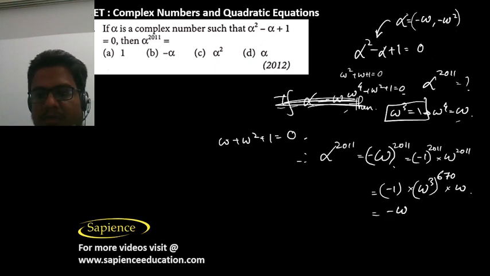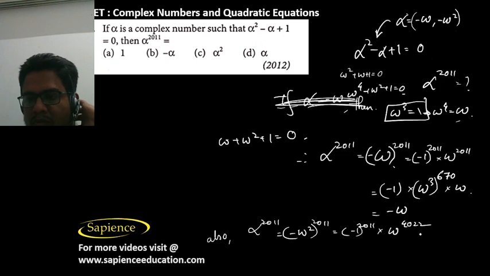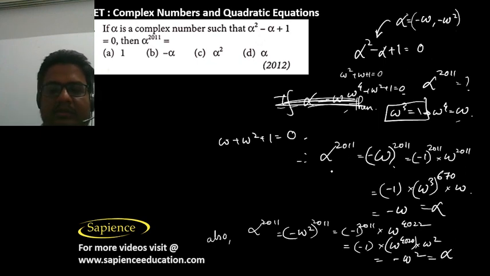So this will be minus omega. And also if we take alpha whole power 2011, that is minus omega square whole power 2011, that will also be minus 1 whole power 2011 into omega power 4022. So that is minus 1 into omega power 4020 into omega square. So this is also divisible by 3, 4020 is divisible by 3. So this is also minus omega square, which is equal to alpha only. So it is coming same as alpha. So option D is the correct answer.